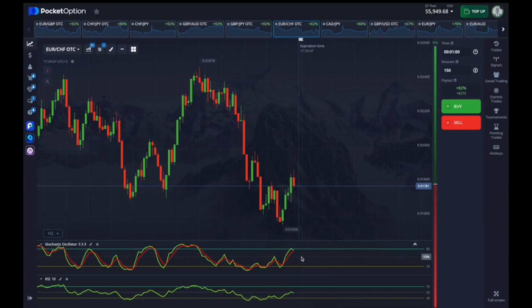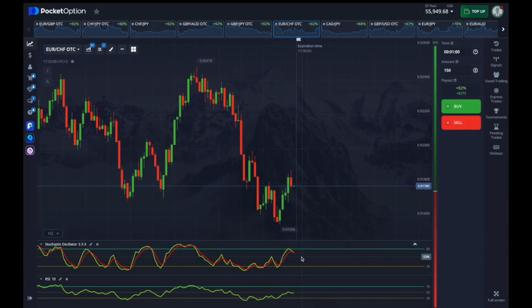This one is a bit more complex. It consists of 2 lines, the key line and the D line. It also shows us the overbought and oversold zones. It also shows us the position of the current price relative to its previous highs and lows. In this case, let me show you how it works.